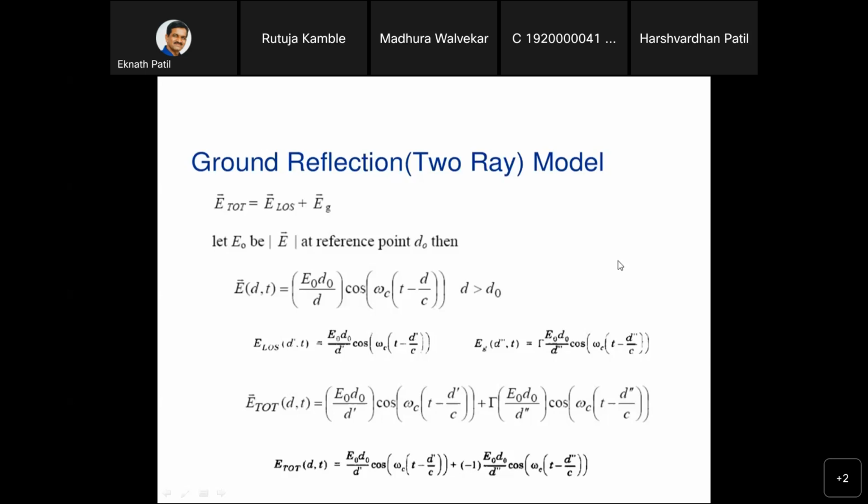So this is the cosine law, and with the help of the cosine law they have calculated this, and they have calculated for all the things, that is the reflected ray and the direct ray also.